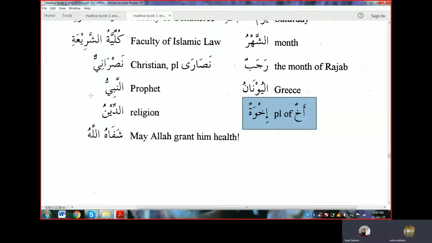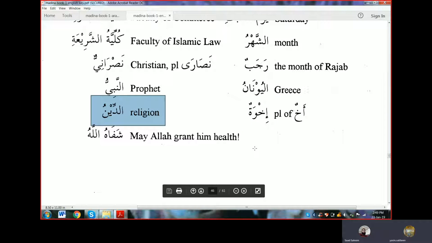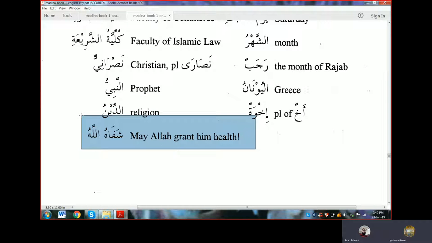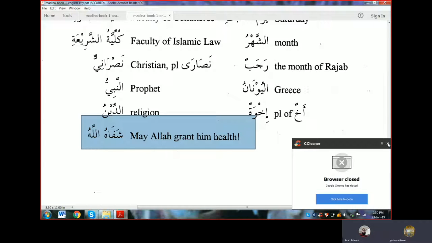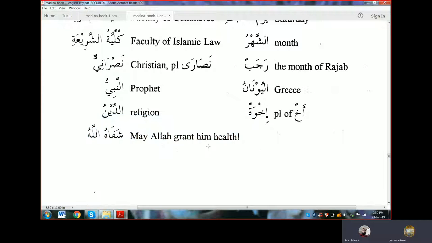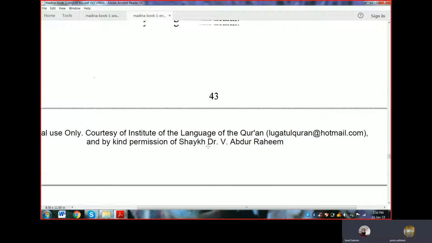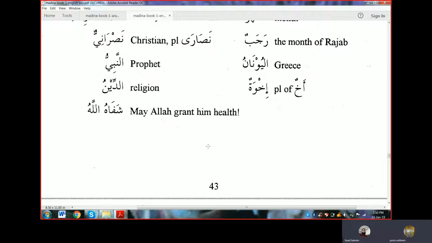Ikhwatun, brothers. Ad-Dinu, religion. Shafahu Allah, may Allah grant him health. Good. What if you wanted to say, may Allah grant you health? Shafaka Allah, instead of Shafahu, you will say Shafaka Allah.